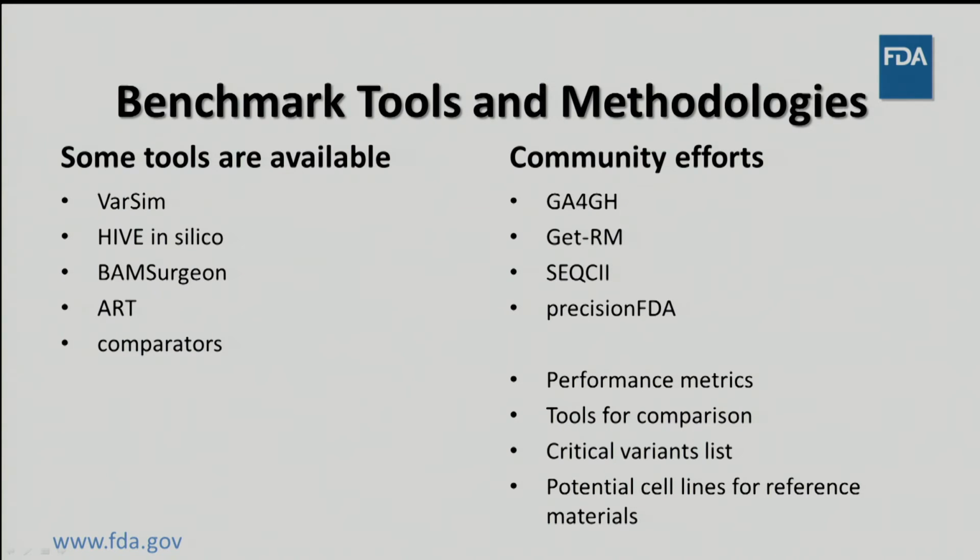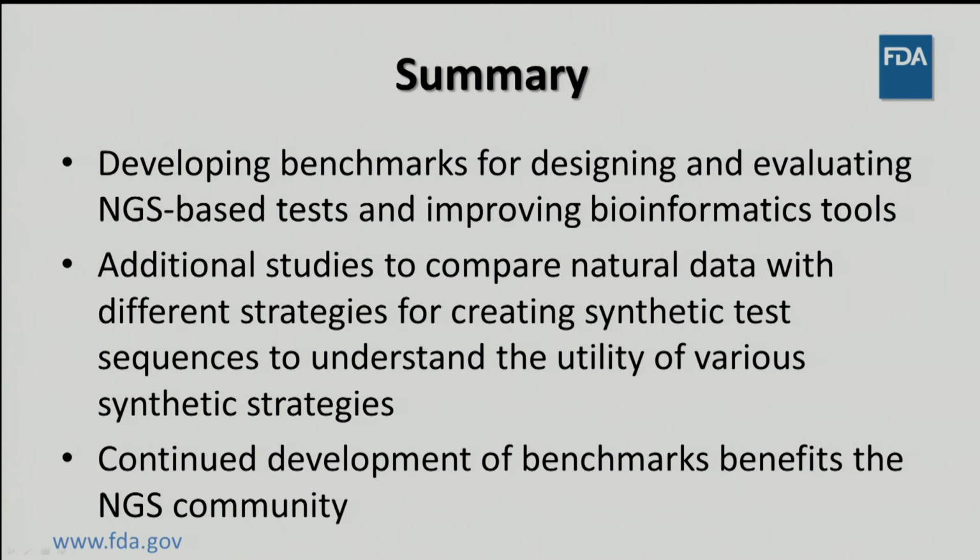The community, including clinical labs, is defining performance metrics and generating tools for easy comparisons of the final variant calls. People are also compiling the list of critical clinically relevant variants and potential cell lines for new reference materials. In summary, it's important to develop benchmarks for designing and evaluating NGS-based tests and improving bioinformatics tools.